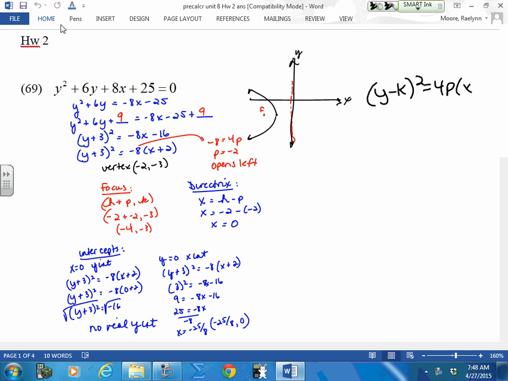You have to know these two formulas. Okay? All right. Bring the y's to one side, keep the rest to the other side. Complete the square. Take the middle term, half of the middle term, 3. 3 squared, 9. Don't forget to add it to both sides.